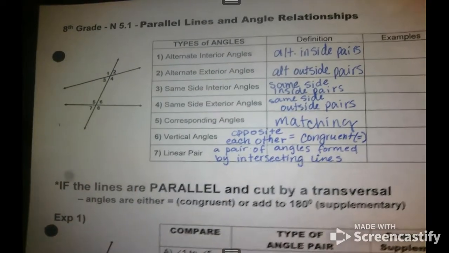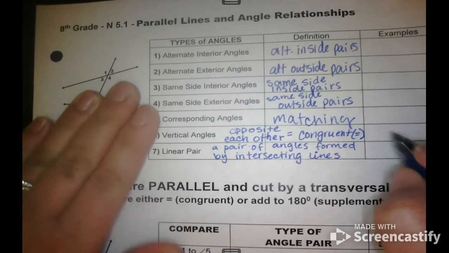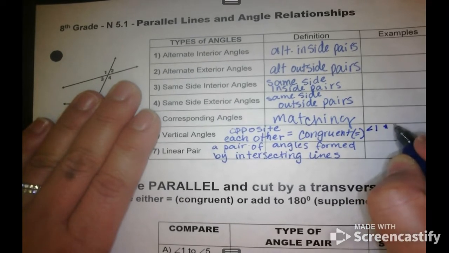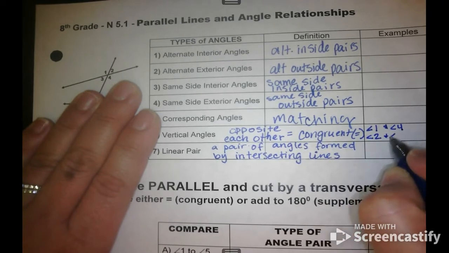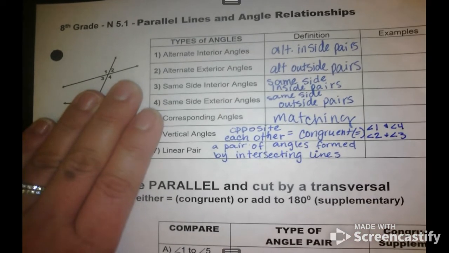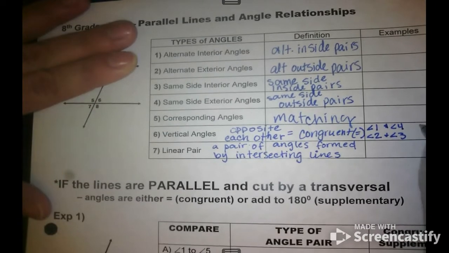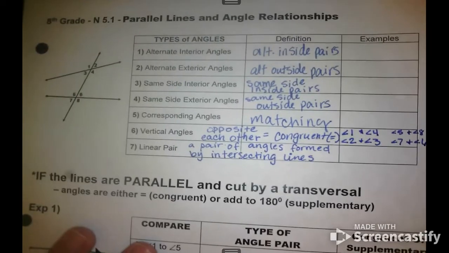So y'all told me already what my vertical angles were. So let's just start there. On this first part, what were my vertical angles? 1 and 4 and 2 and 3. What are the other ones on this one? 5 and 8, 7 and 6. Agreed? Okay.